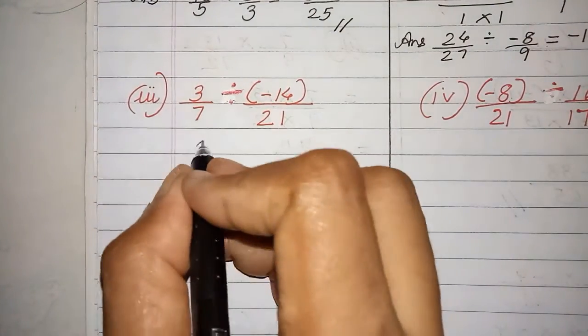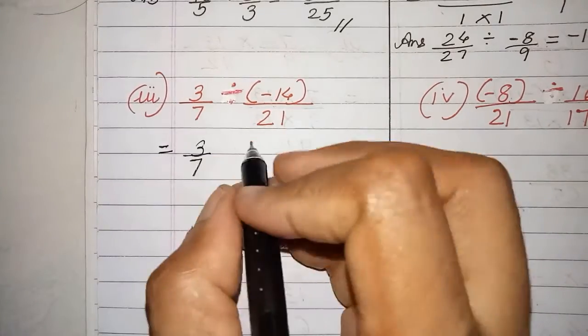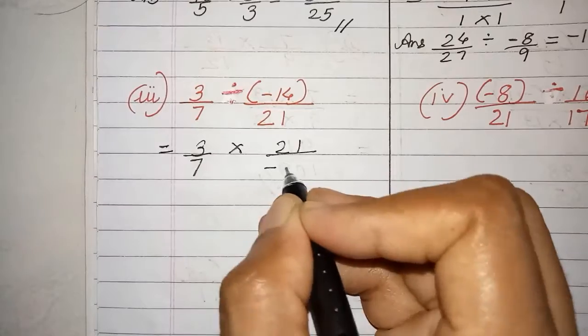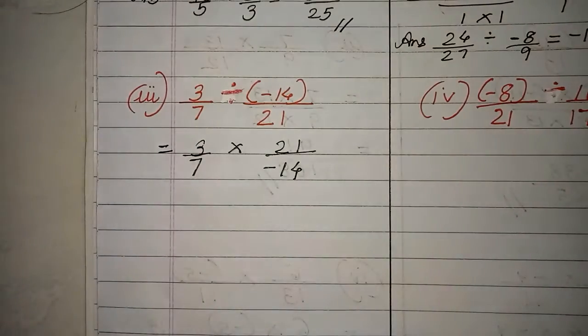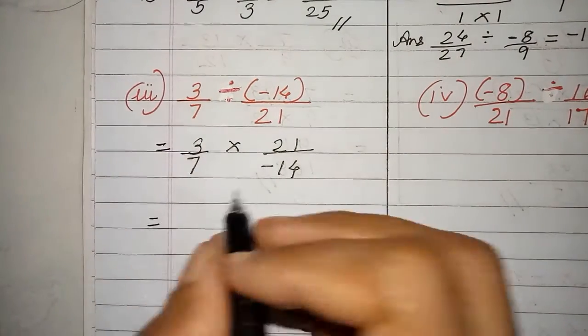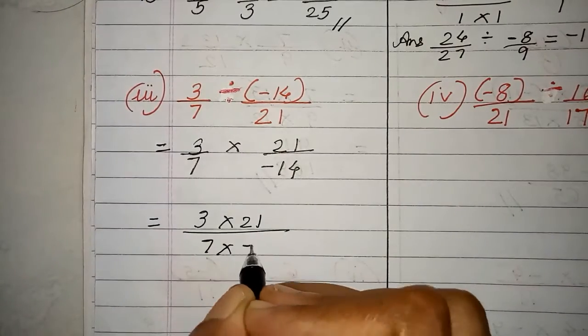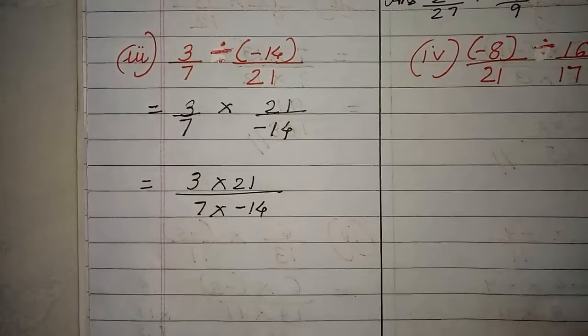Same way. Because it is division, what you will do, instead of division put multiplication, change the reciprocal. If you don't want to put bracket, no problem. Okay, now try to cancel. I mean, you write the common terms. So it is 7 into minus 14. If you don't like to put bracket, don't put.